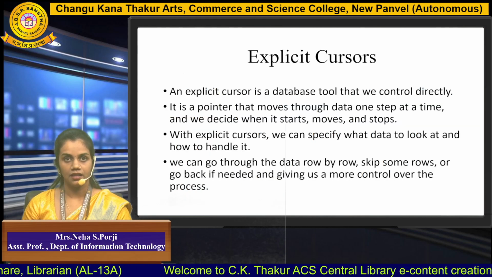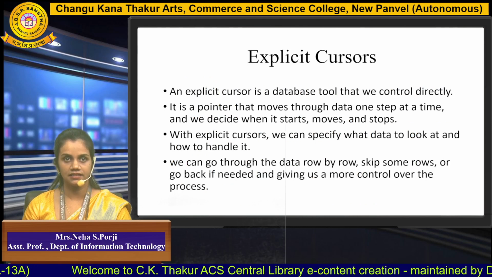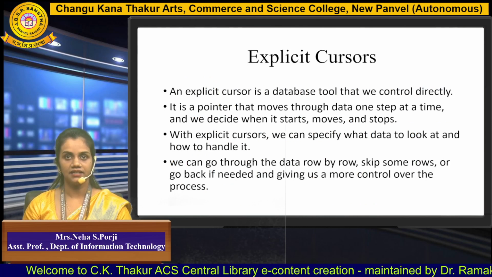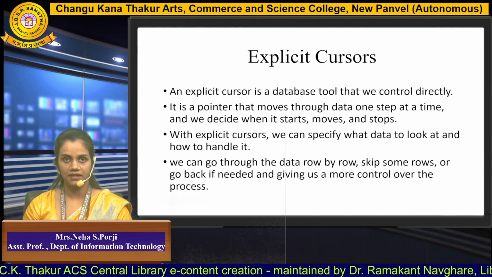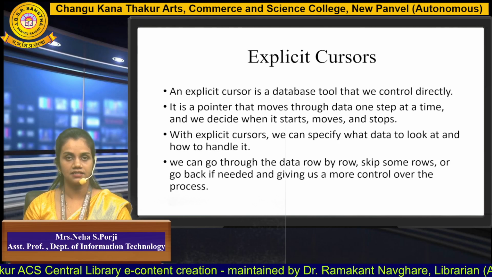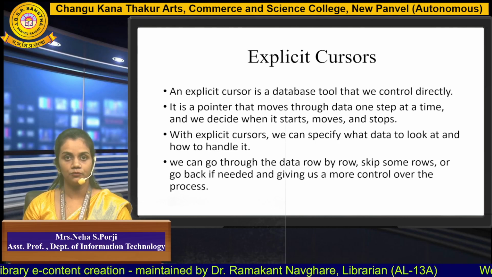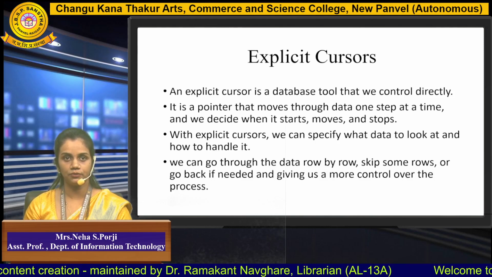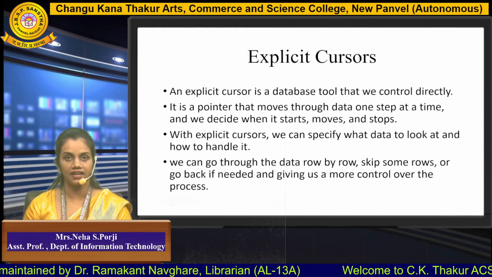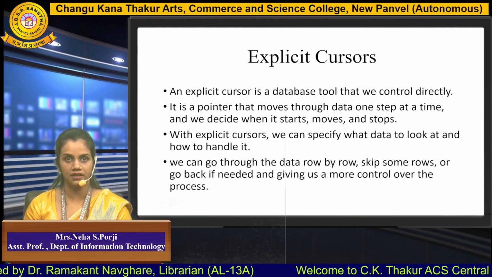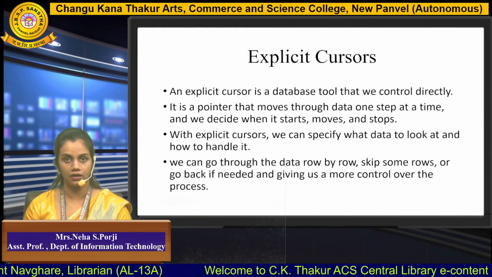Now moving to the next type of cursor, that is the explicit cursor. Here it is controlled by the programmer, which is opposite to the implicit cursor. This explicit cursor is the tool that is controlled by the programmer. It moves step by step, and it is decided by the programmer when to start the cursor, where to move the cursor, and when to stop the cursor. All decisions are made by the programmer through the coding.